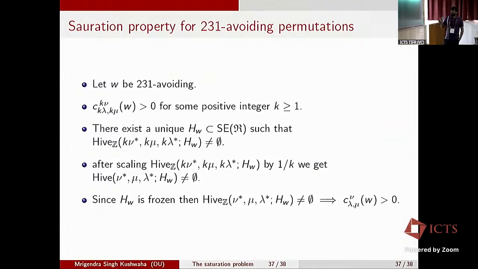Now the saturation also follows exactly the same way. If W is 231 avoiding and this is positive for some integer k, then there exists a unique HW in the southeast rhombus, such that this k nu star, k mu, k lambda star, HW is non-empty. Then, okay, it should not be Z. It is just a hive polytope.